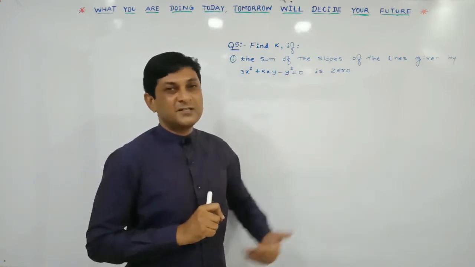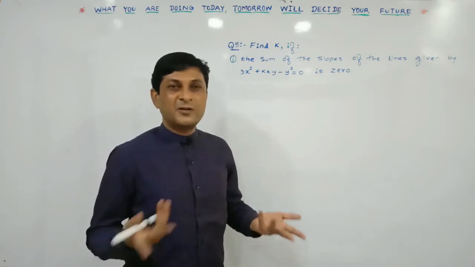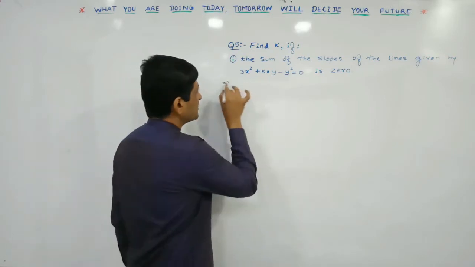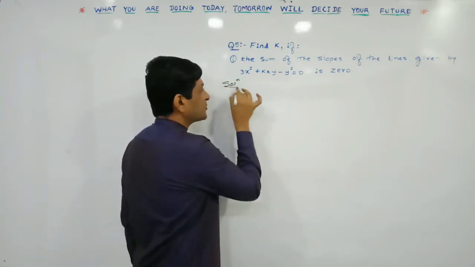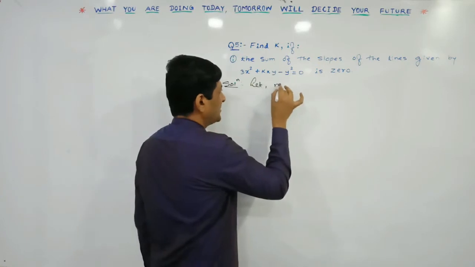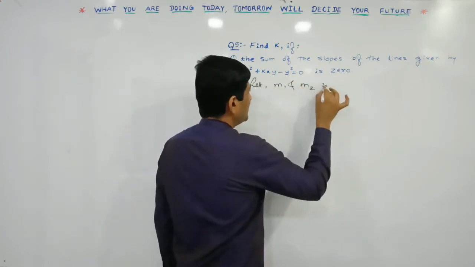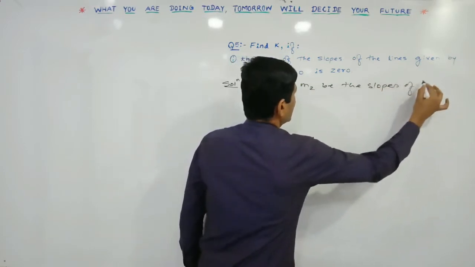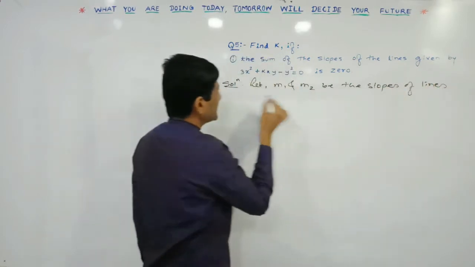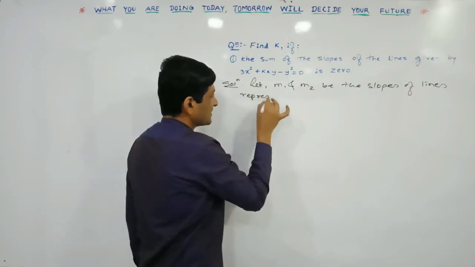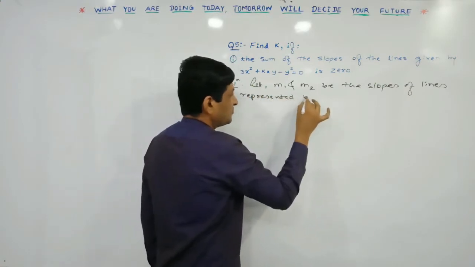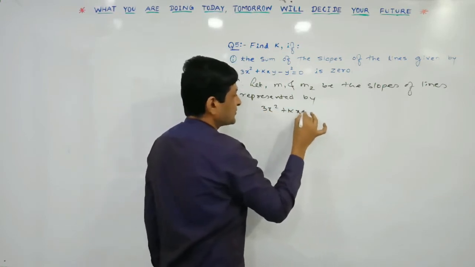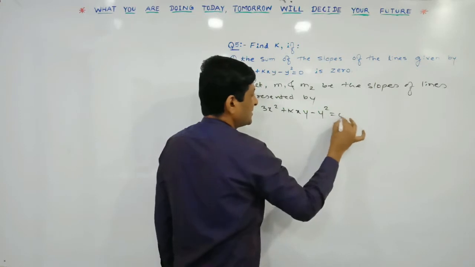And since the conditions are related with slopes, denote the slopes of the lines represented by this equation by m1 and m2. So solution: here we are denoting the slopes of the lines by m1 and m2. So let m1 and m2 be the slopes of lines represented by the equation 3x square plus kxy minus y square is equal to 0.